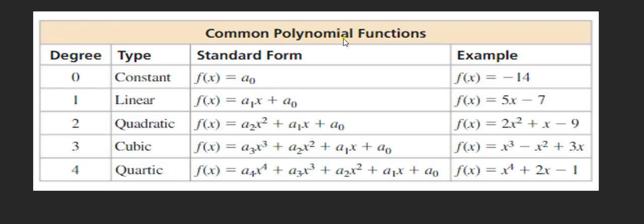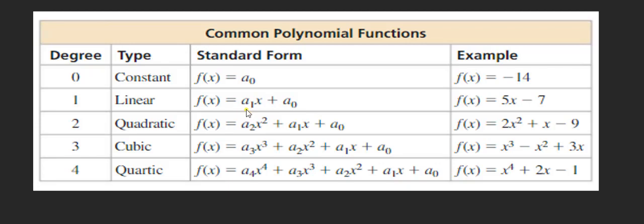And let's take a look at common polynomial functions. We call a polynomial to be in standard form if it's in descending order of power or exponent. So notice that the powers or exponents are in descending order, and we call that a polynomial in standard form. So the first type is constant. For example, f of x equals negative 14. That's a constant polynomial, and when you graph this, you get a horizontal line.